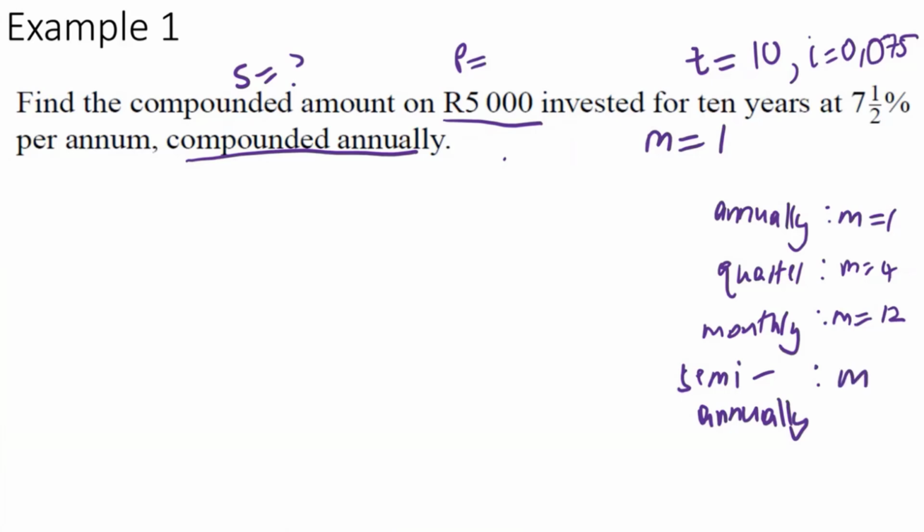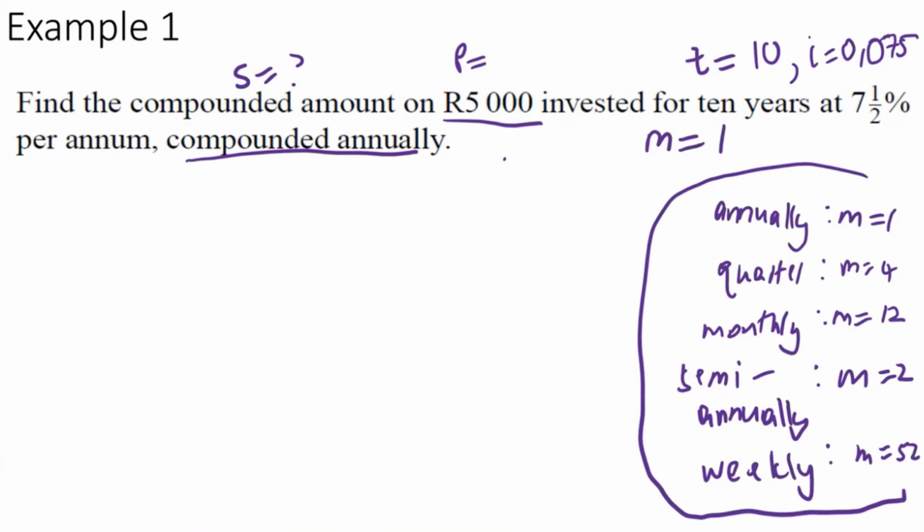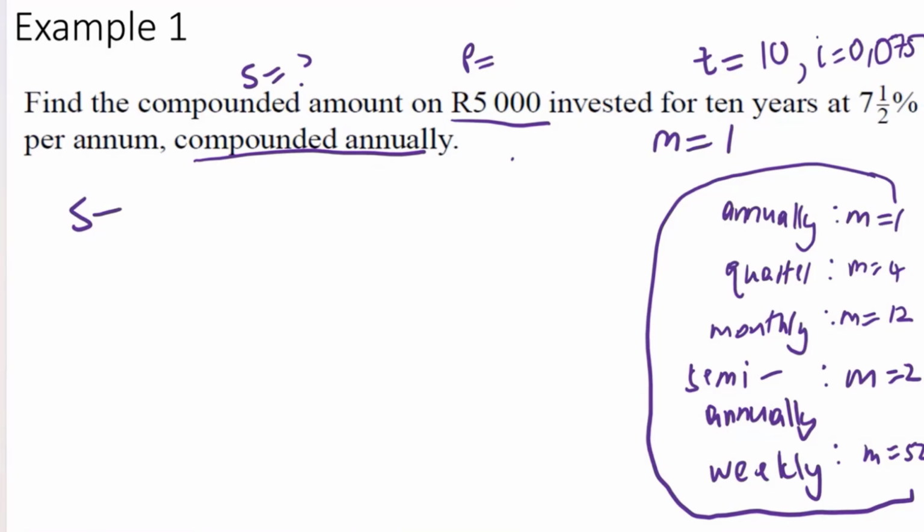Your M is equal to 2. If it's compounding weekly, your M is equal to 52, and so on and so on. So here we are told that this is compounding annually, so our M is 1. So let us use the formula that we have promised each other that we are going to use. The formula is saying that your S is equal to P into 1 plus I over M.